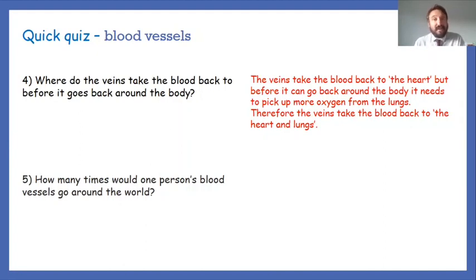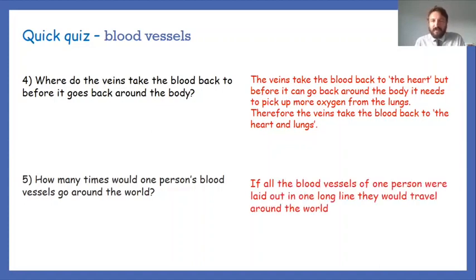And number 5, I didn't give you answers to this, so this was going to be a kind of a guess and maybe might blow your mind. How many times would one person's blood vessels go around the world? Now, what are you going to guess? Maybe once, twice, 3 times, 5 times? Let's have a look. If all the blood vessels of one person were laid out in one long line, they would travel around the world twice. That is an astonishing fact. Maybe go and share that one with your parents. See if they've got any knowledge of their blood vessels.